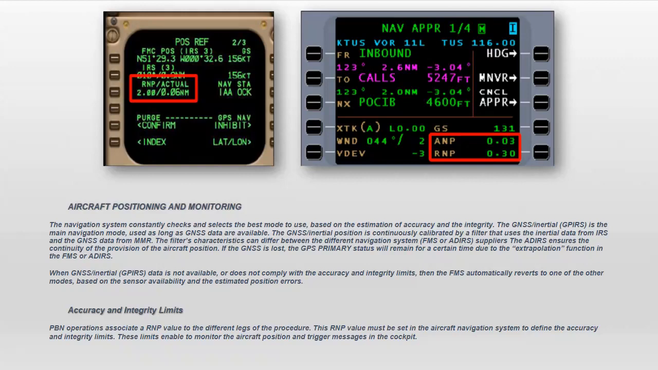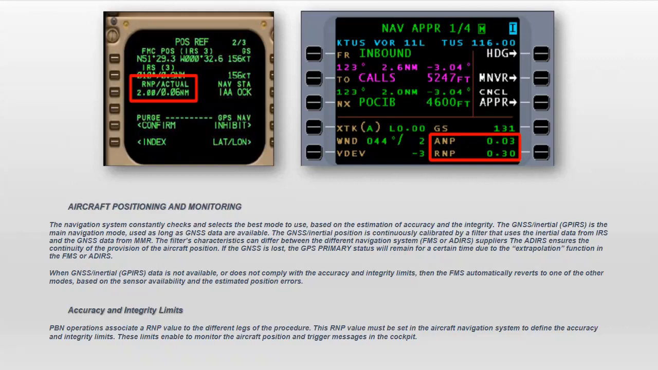If the GNSS is lost, the GPS primary status will remain for a certain time due to the extrapolation function in the FMS or air data and inertial reference system. When GNSS, inertial, GPIRS, data is not available, or does not comply with the accuracy and integrity limits, then the FMS automatically reverts to one of the other modes, based on the sensor availability and the estimated position errors.